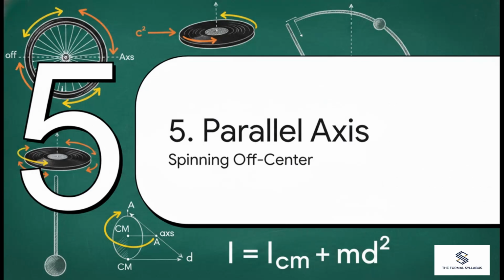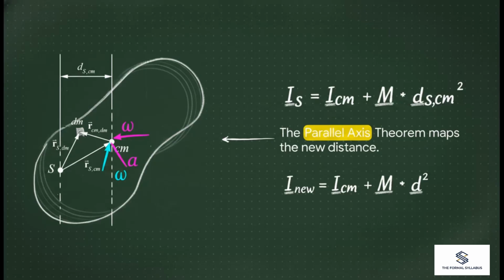All right, moving to section 5, the parallel axis theorem. So what happens mathematically when our spinning object doesn't rotate perfectly through its natural center of mass? Imagine a sort of potato-shaped rigid body. Suppose we want to spin this thing around a totally new parallel axis, rather than its perfectly balanced center of mass. Well, the parallel axis theorem handles this beautifully.